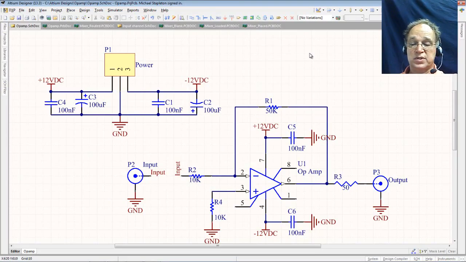I hope this helps you understand bypass caps, and remember, this is your board, your artwork, your design. You want everything to be nice and clean. Use bypass caps.